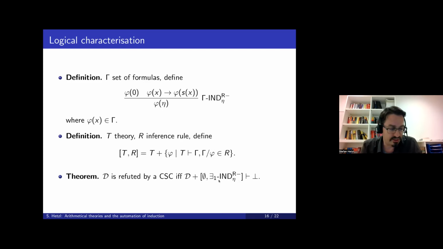So again, in the sense we had before, an exists one formula is just a block of existentials followed by a quantifier-free formula. One particularly nice thing here is that this is actually an exact characterization. So there are implications in both directions, in contrast to what we had before.